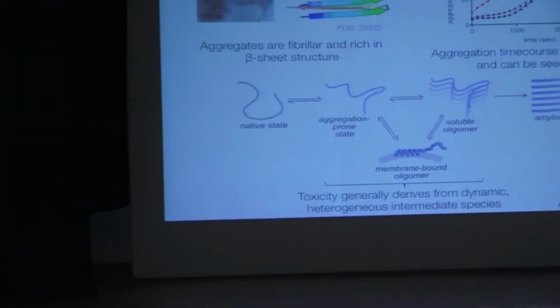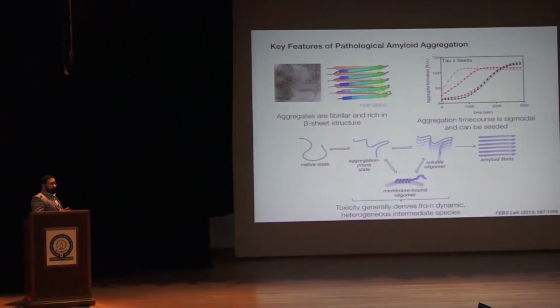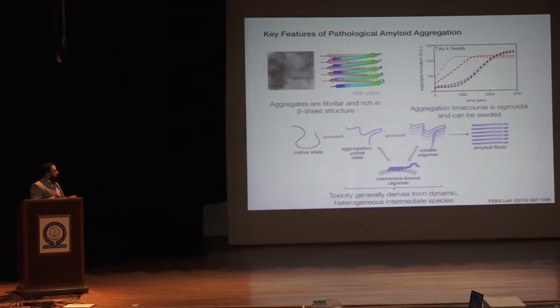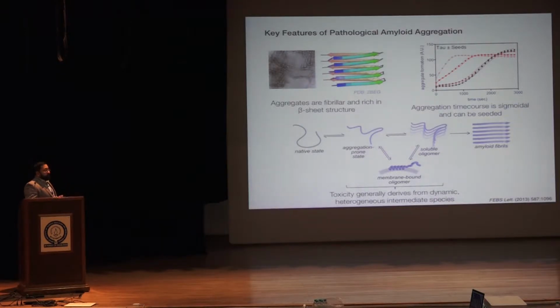Obviously, I don't want to belabor the basics of amyloid formation, but it's worth thinking about the fact that across all of these diverse sequences, we have similarities in structure, in terms of the fibrillar beta sheet structure. We have similarities in kinetic mechanism, where we have a sigmoidal aggregation time course that can be shortened or ultimately bypassed by seeding. And certainly for the pathological non-functional amyloids, there's a similarity in dysfunction, where the toxicity comes more from the intermediates in the aggregation pathway than the final fibrils.